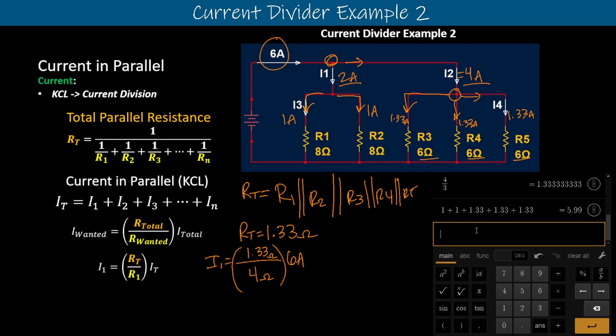We can also say that I1 and I2 together are going to be the total current as well. So 2 plus 4 would give us that 6 amps also.